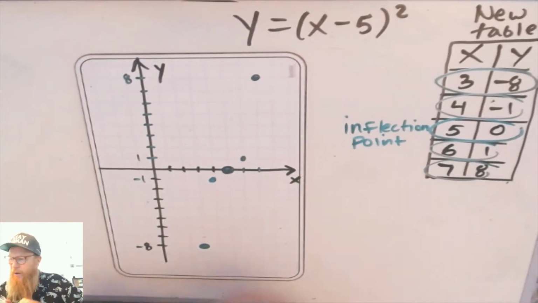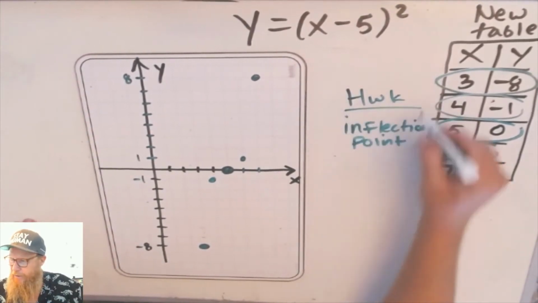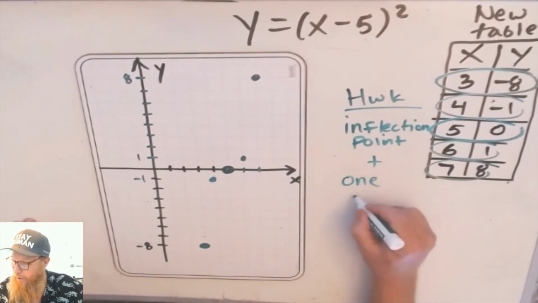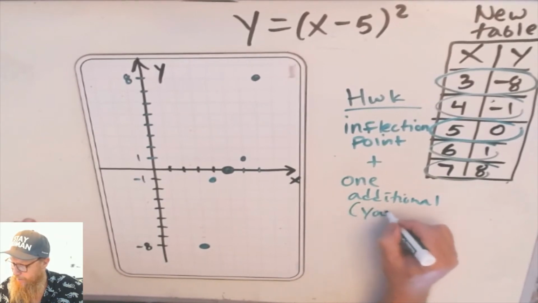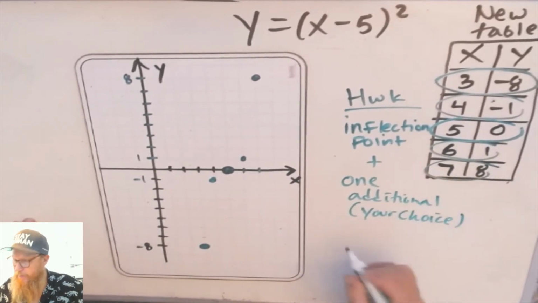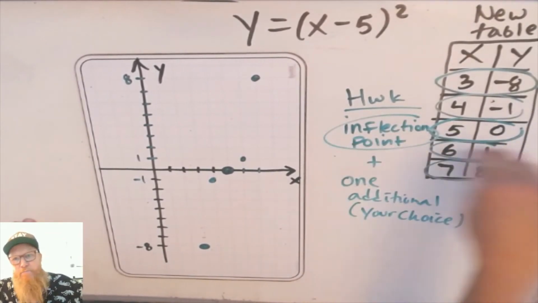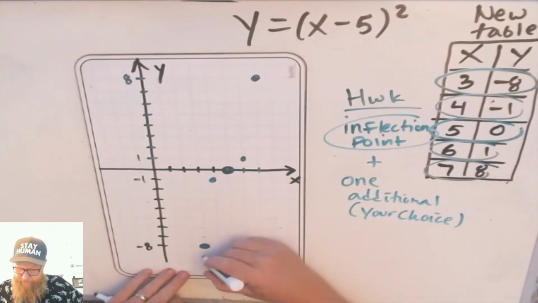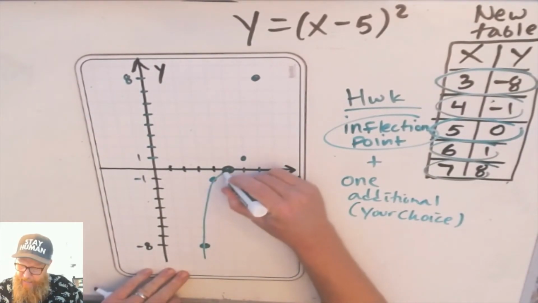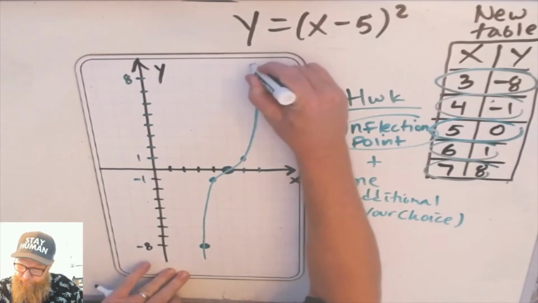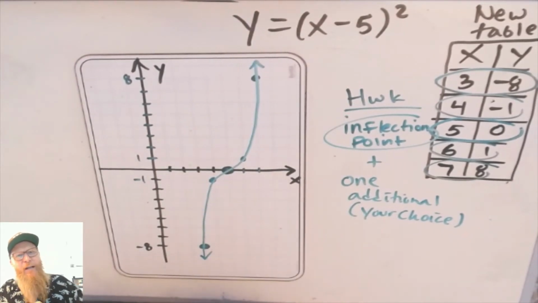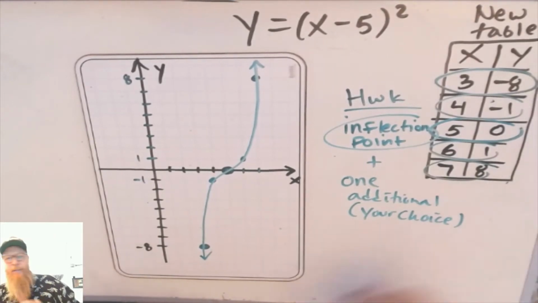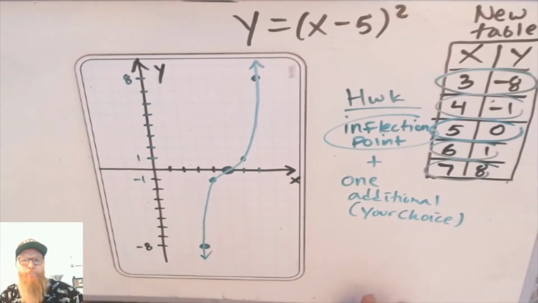All right, so on the homework, you're going to do the inflection point plus 1 additional of your choice. The inflection point is always the middle row of the chart, the table. We don't call it a vertex in this type of graph. We call it an inflection point. Okay, there you go.